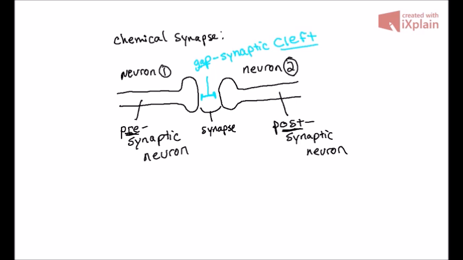Cleft. And a cleft just means a gap. So to understand how the impulse travels across the synapse and goes from neuron to neuron, first we need to understand a little bit about the anatomy of the neuron.